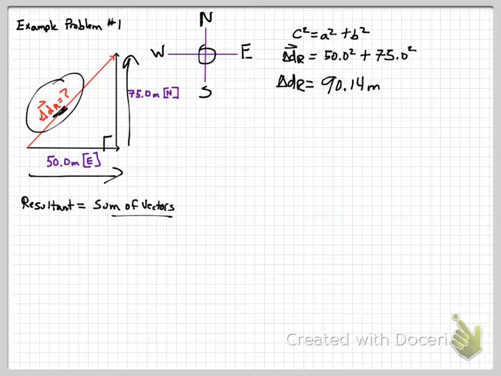Now that's an incomplete answer for two reasons. First one, the number is not rounded to the correct number of significant digits, which in this case would be 3, and we're missing a very important component, which is the direction. Now because this is two-dimensional, we're going to have a direction with an angle. So we can use SOHCAHTOA to figure out our angle.